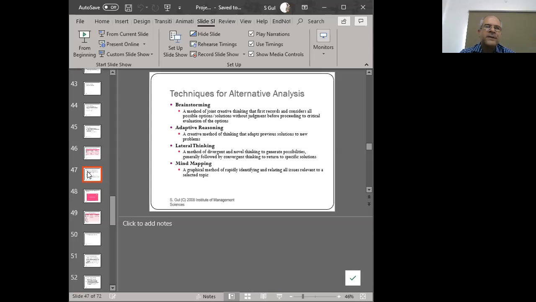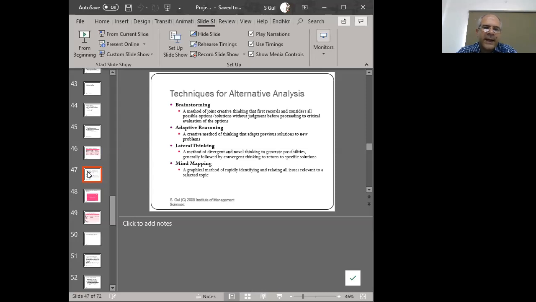So we prefer this brainstorming technique in project management because it is a way of generating solutions without judgment. It allows the group of individuals working with you to speak freely and to provide their input without fear of being judged or of their idea not being considered with merit and so forth. And so brainstorming is one way of coming up with alternatives.